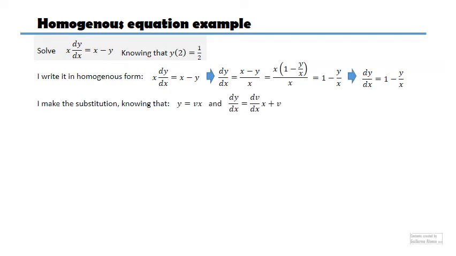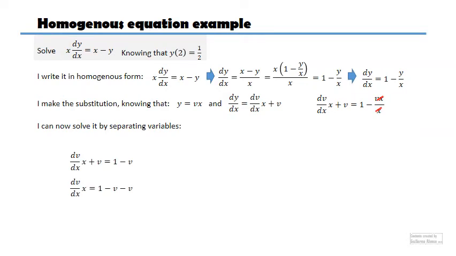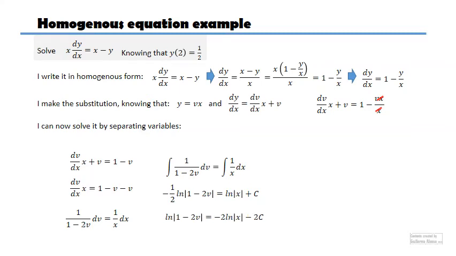Y equals vx. So of course dy over dx is equal to dv over dx times x plus v. I make my substitution in the original equation. The x's cancel out. And I take the v to the other side. And hence I'm going to end up with this. Now this one I can integrate quite easily. It gives me natural logarithms. Great. Now remember the c.